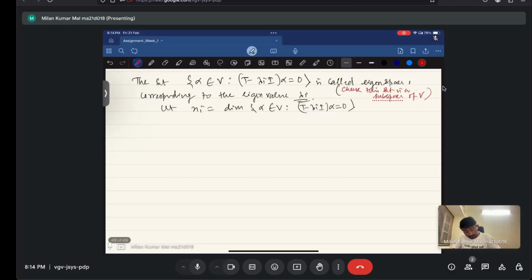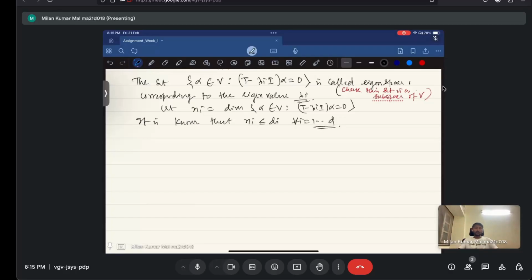So now clearly it is known that ni is less than or equal to di for all i equals 1 to d. Why is this true? That I will not discuss, because that will take a long time.